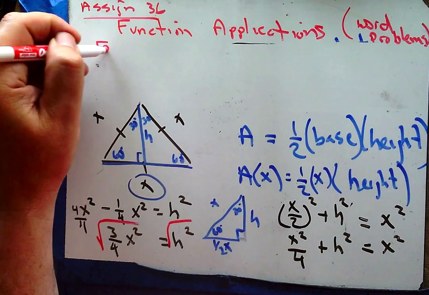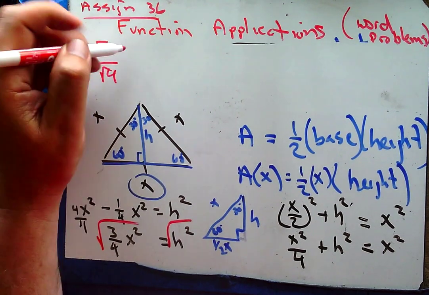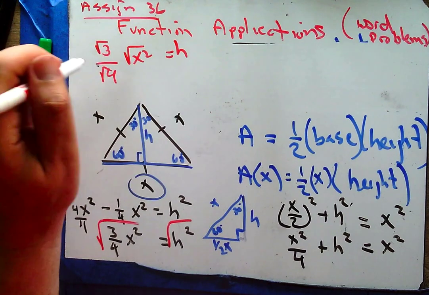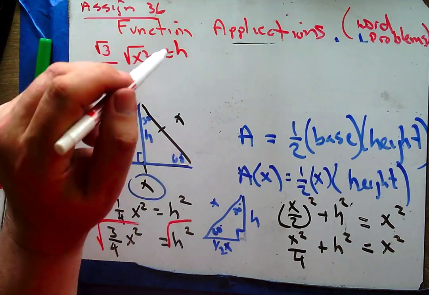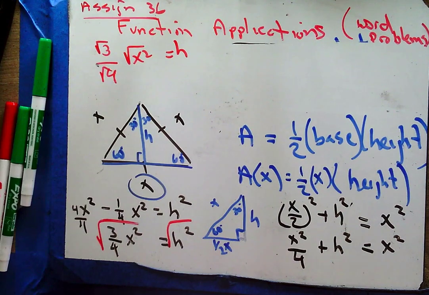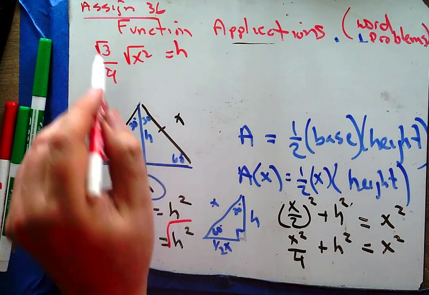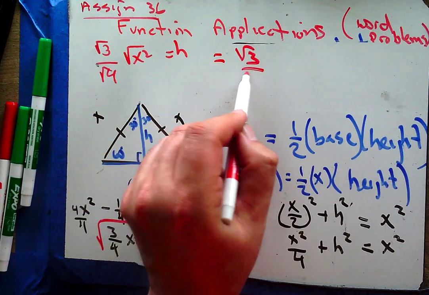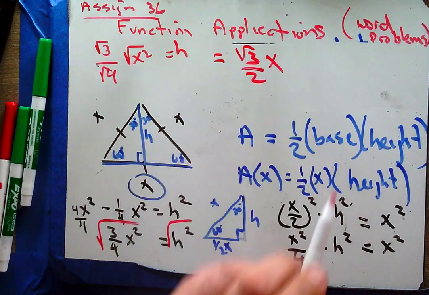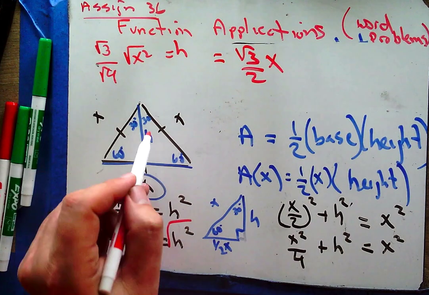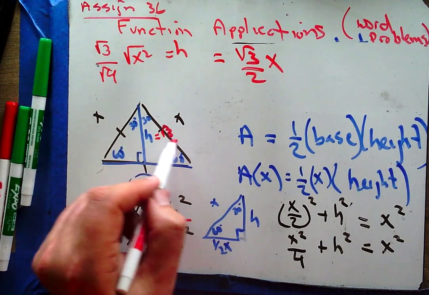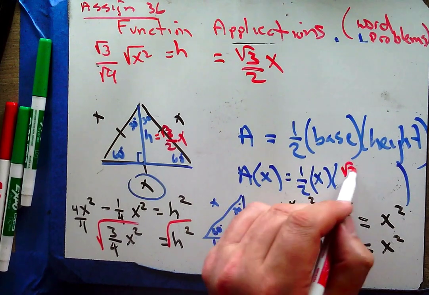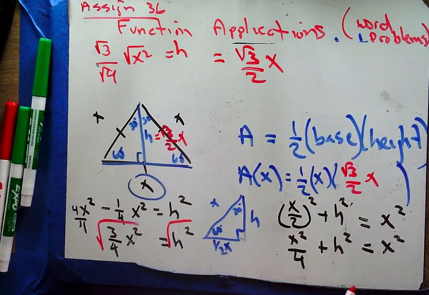I've got the square root of 3 over the square root of 4, square root of x squared equals h. Now, I don't have to worry about the plus or minus here because my height can't be negative in this problem. But I can simplify, and I get that h equals root 3 over 2x. Okay, so I know that this is root 3 over 2x.